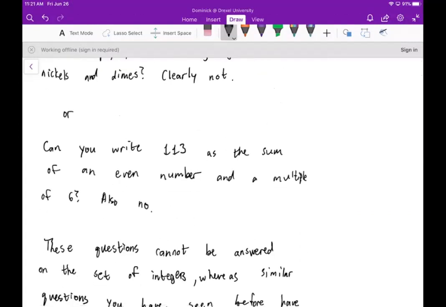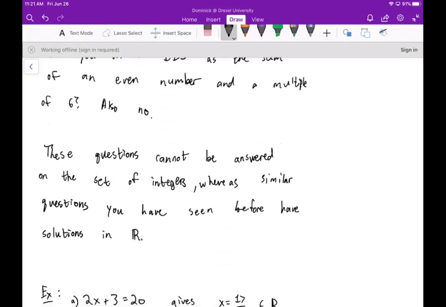Similar question, can you write 113 as the sum of an even number and a multiple of 6? And of course, also no, because an even number plus a multiple of 6, which is also even, can't give you an odd number, right? Now, the key is that these questions cannot be answered on the set of integers. What I mean by integers is that you can't give somebody a fraction of a dime or something like that, so we require those numbers to be integers.